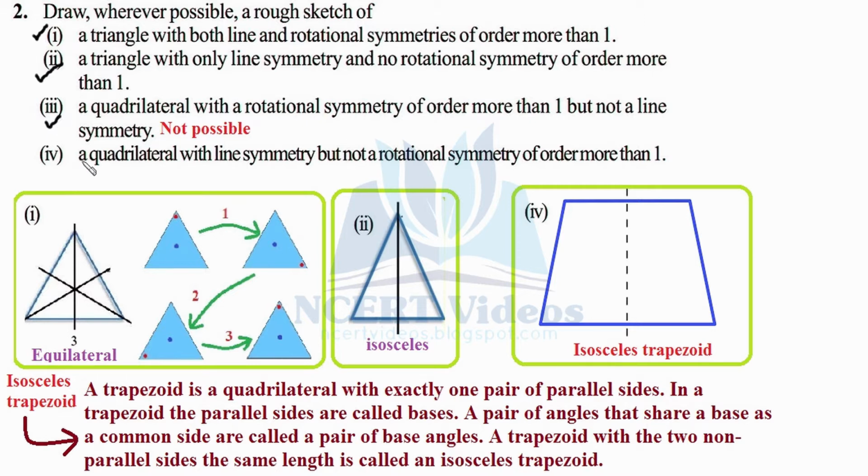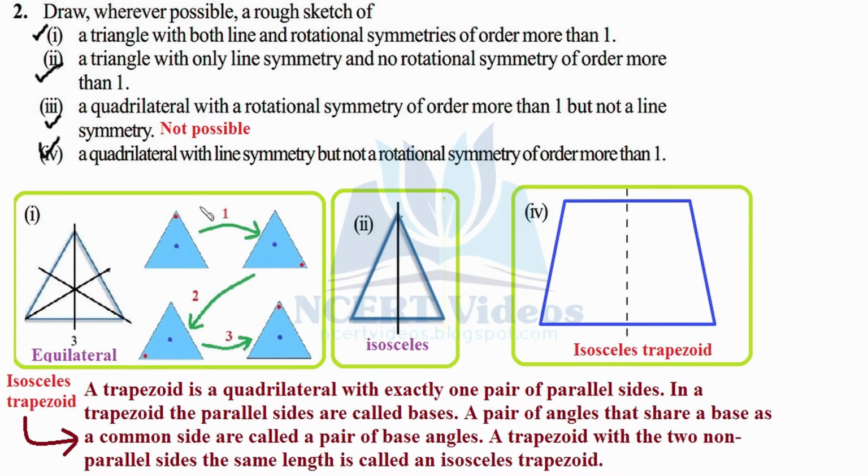Then a quadrilateral with line symmetry but not a rotational symmetry of order more than 1. It is the opposite of the previous statement. So we have the isosceles trapezoid, which has a line symmetry, single in this case, but no rotational symmetry. That is, if we rotate it, we will not have rotational symmetry more than 1.